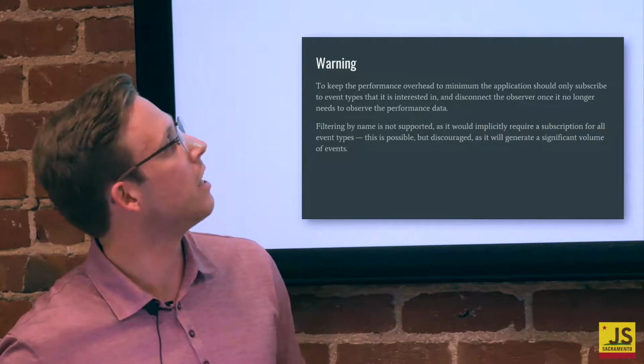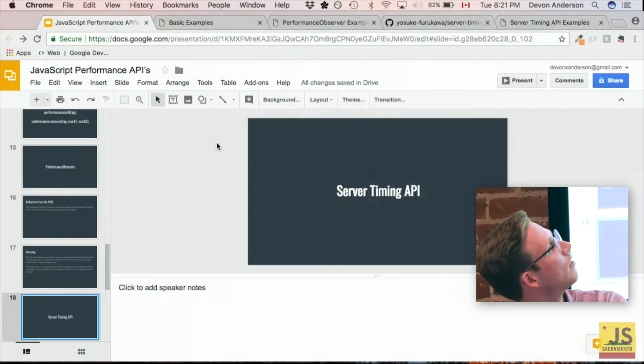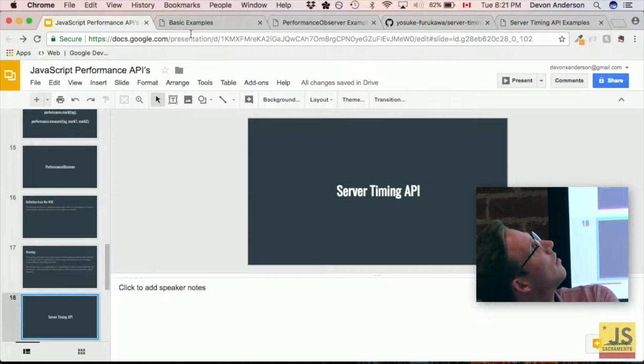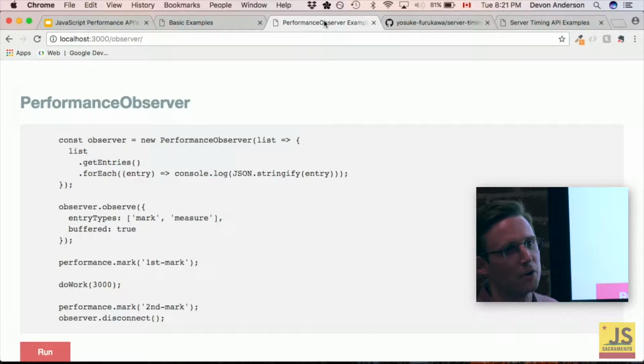Now that you've got the rundown for this, let's take a look at some of this. This is super simple. It's easy to register an observer. Just create a new performance observer, and pass in the callback you want to make. In this case, we're just going to output all the entries to the console.